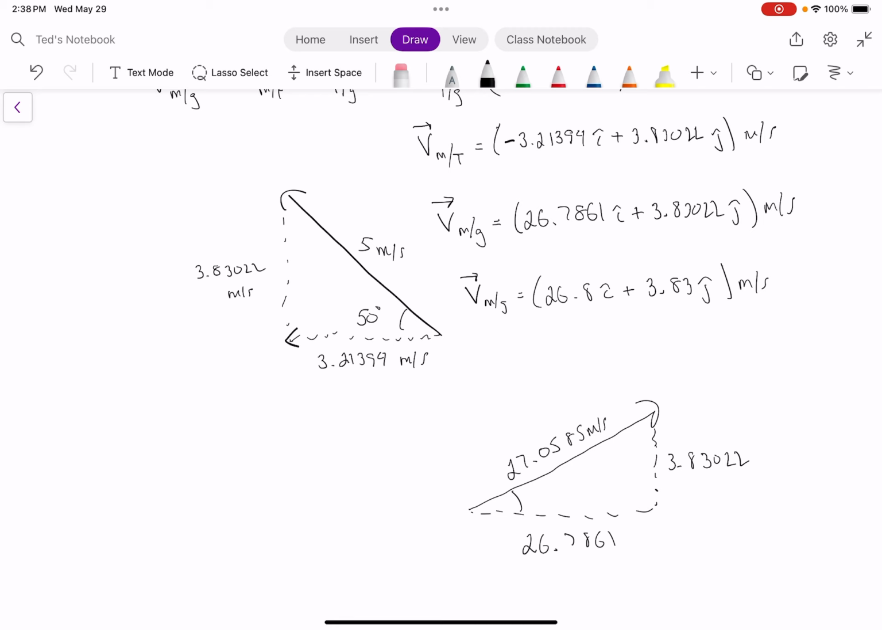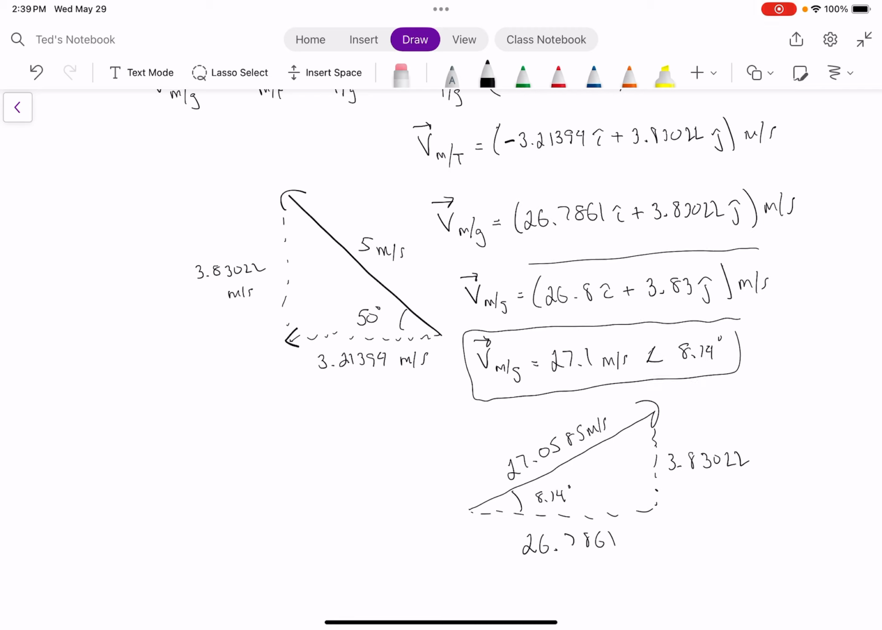And to find the angle, we're going to do the inverse tangent of opposite over adjacent. That's 3.83022 divided by 26.7861. My calculator's in radian mode, so let me quickly convert to degrees. That gives me 8.14 degrees. So the velocity of the man with respect to the ground is 27.1 meters per second at an angle of 8.14 degrees.